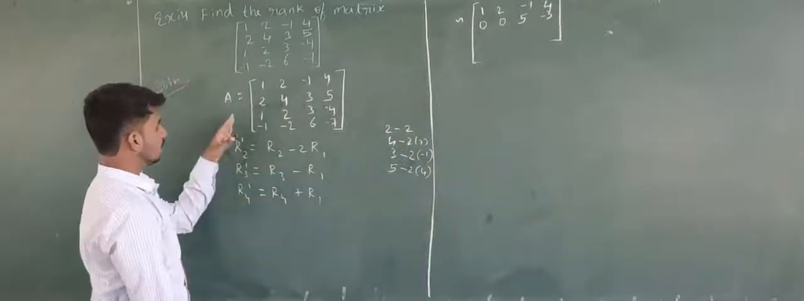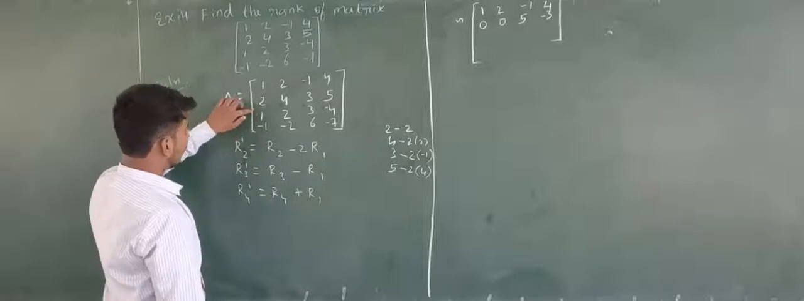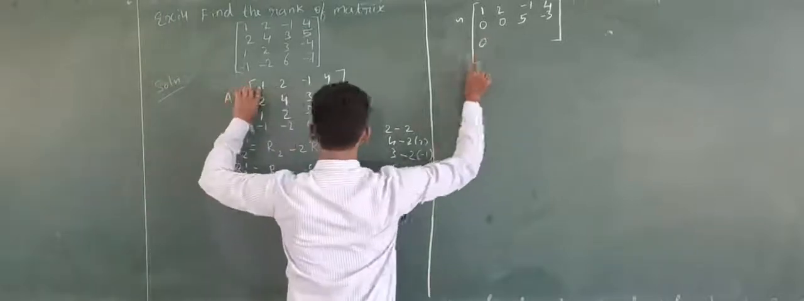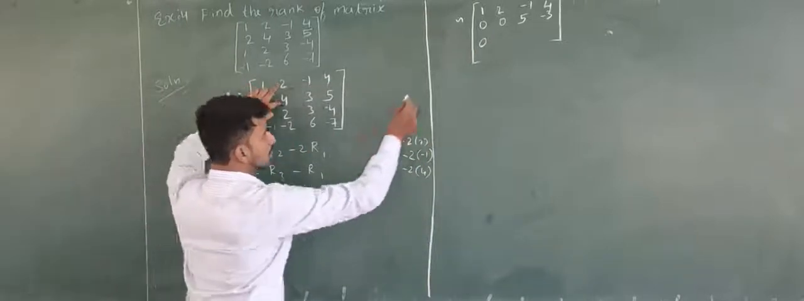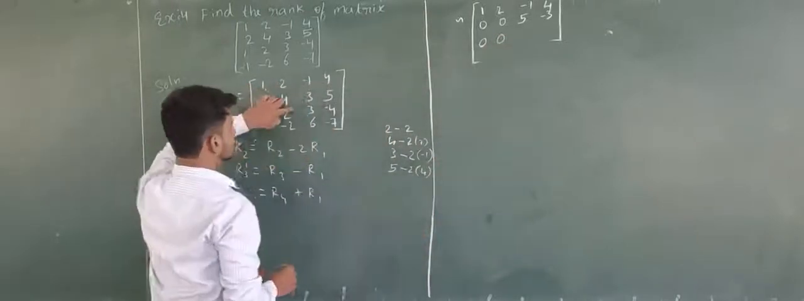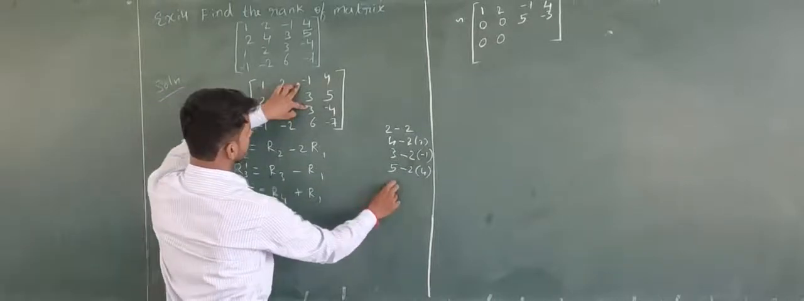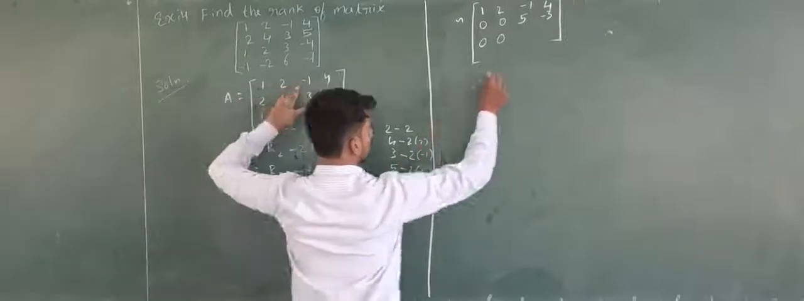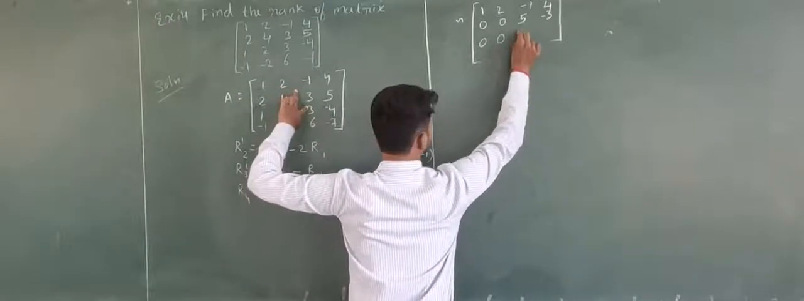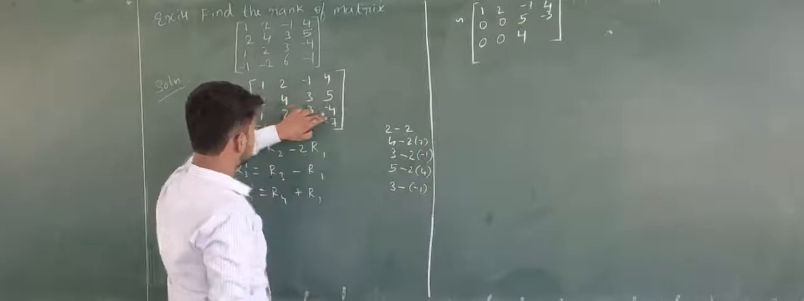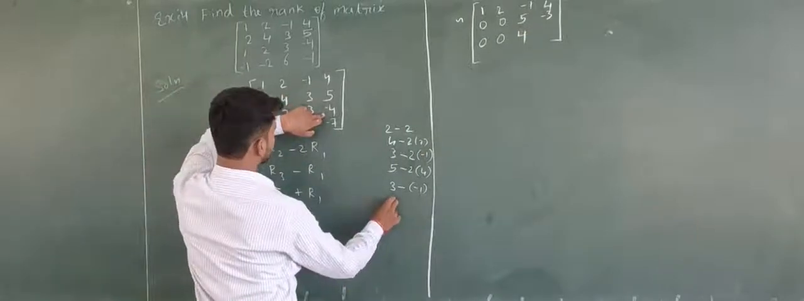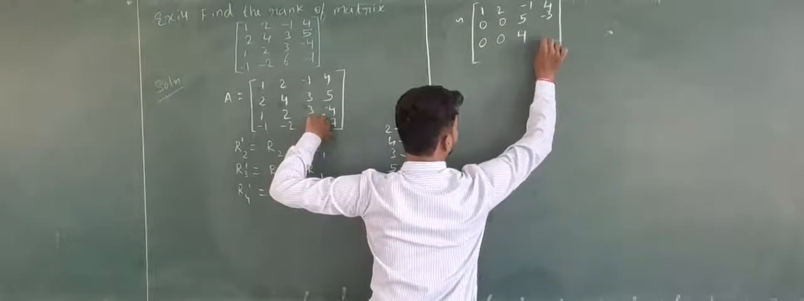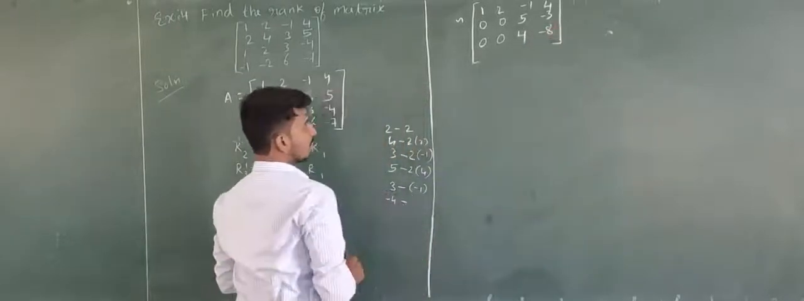Next our row 3, R3 minus R1. 1 minus 1, that is 0. Next 2 minus 2, that is 0. Next 3 minus of minus 1, that will be plus, so 3 plus 1 will be 4. Next minus 4 minus 4, that is minus 8.